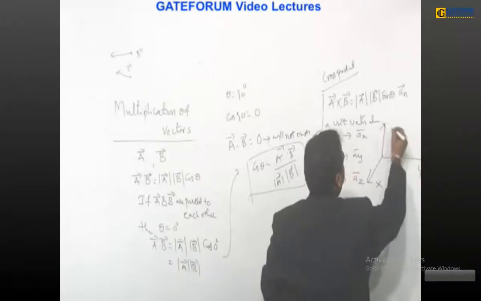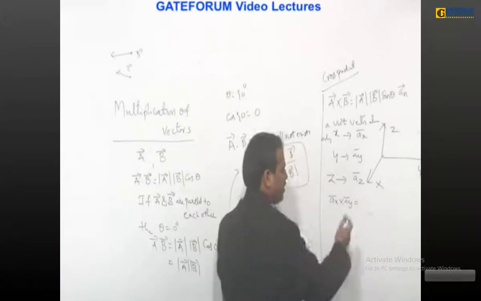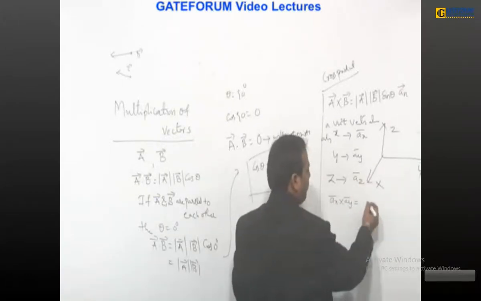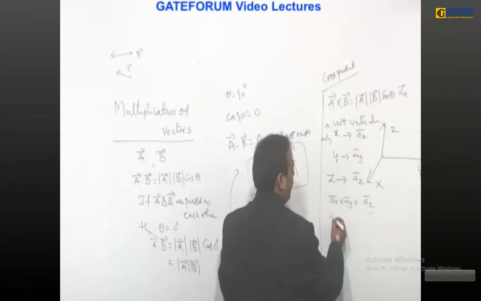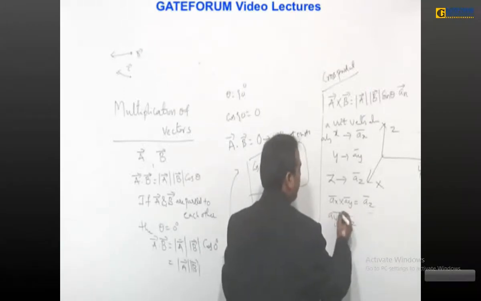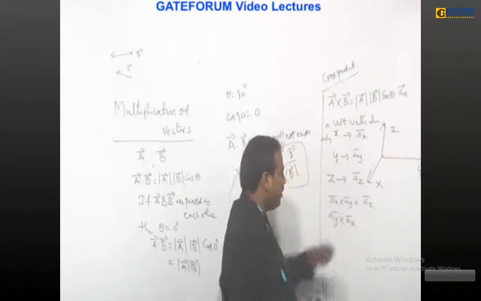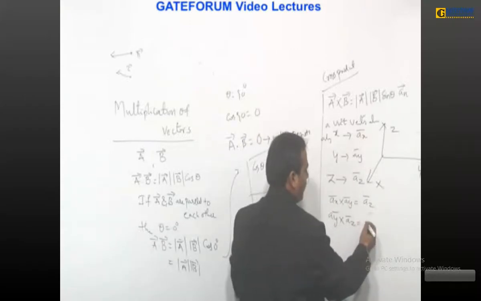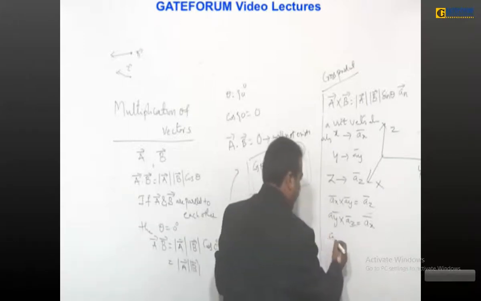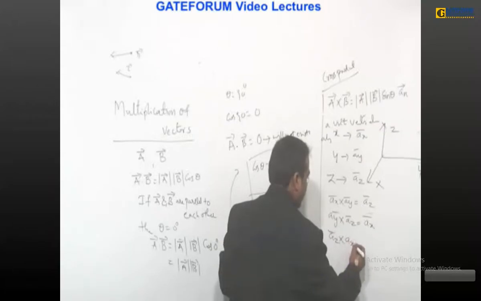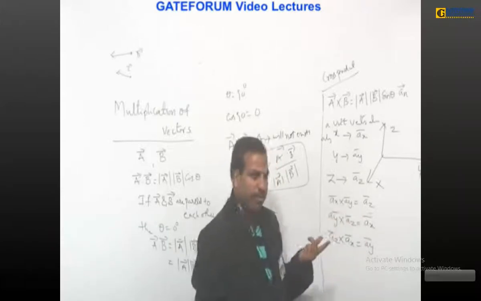That means as per this analysis, AX bar cross AY bar will produce simply AZ bar. Similarly, when you perform the cross product between the two vectors along Y and Z, AY bar cross AZ bar, the result is the vector perpendicular to both, which is AX bar. Similarly, AZ bar cross AX bar will give us AY bar.